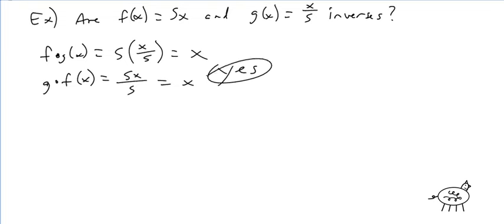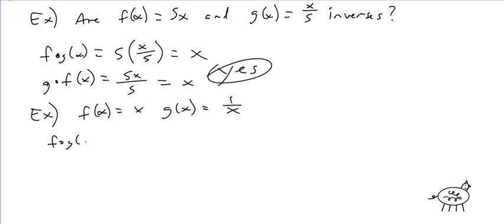Sweet. Okay. Here's another example. f of x equals x and g of x equals 1 over x. Are they inverses? Well, let's check it out. f of g of x is, again, I'm going to put that 1 over x into x, and I get 1 over x. All right? Well, right off the bat, that's not equal to x. So the answer is no.